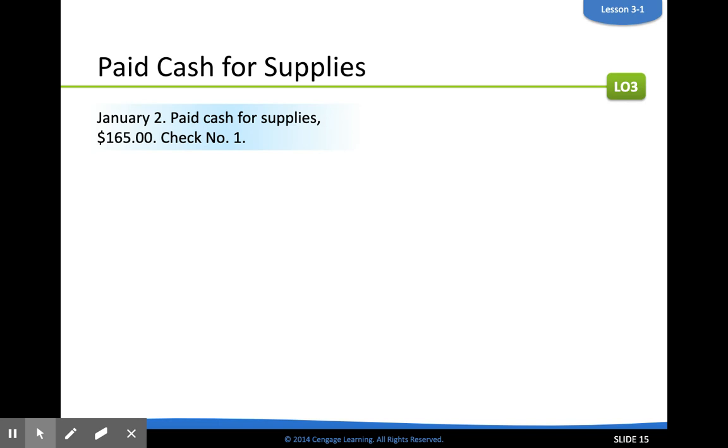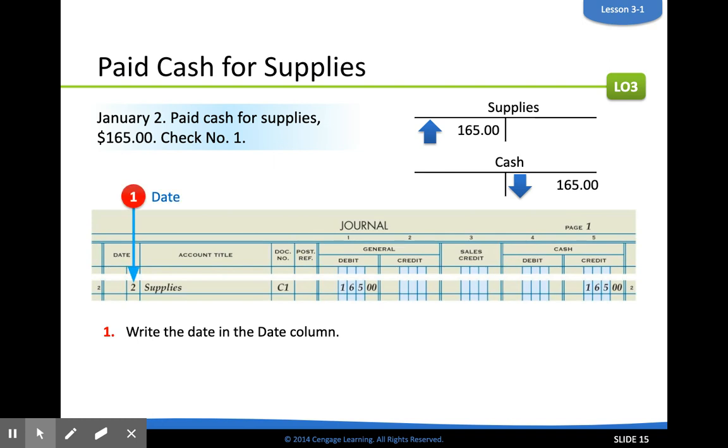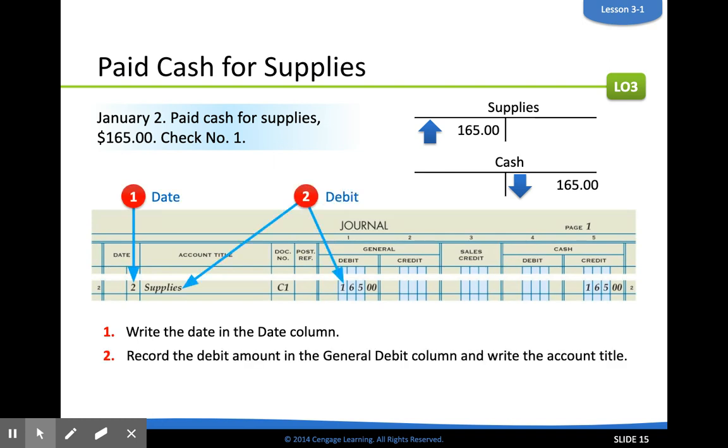We're going to do the same thing for paid cash for supplies. So in Chapter 2, we would have debited supplies to increase our supplies by $165, and we would have credited cash because we paid cash, or decreased cash. So now we're putting it in a journal. Step 1, we put the date. Step 2, our debit to supplies. So anything in the account title column is labeling what's in the general column. So on your reading guide, if you want to put an arrow from account title to general column to show that those two go together, you could do that.